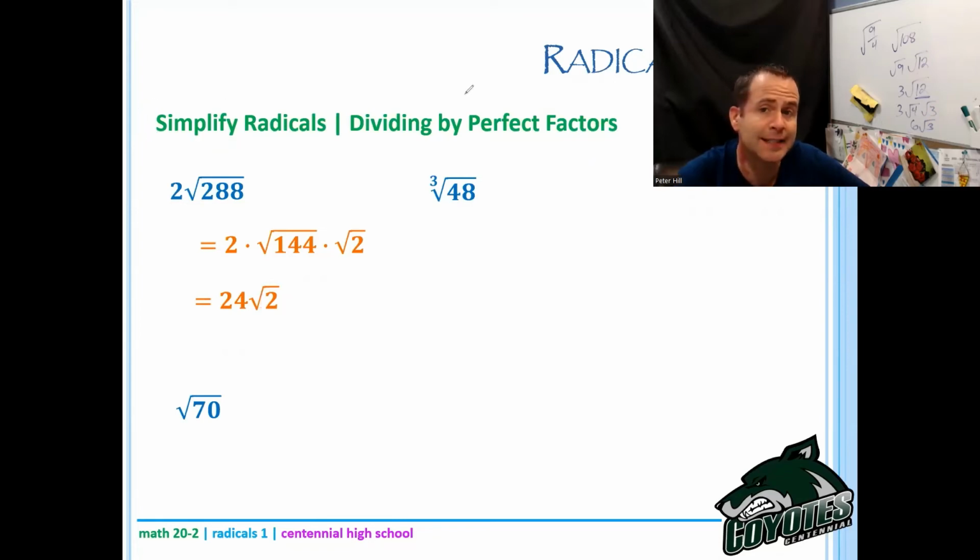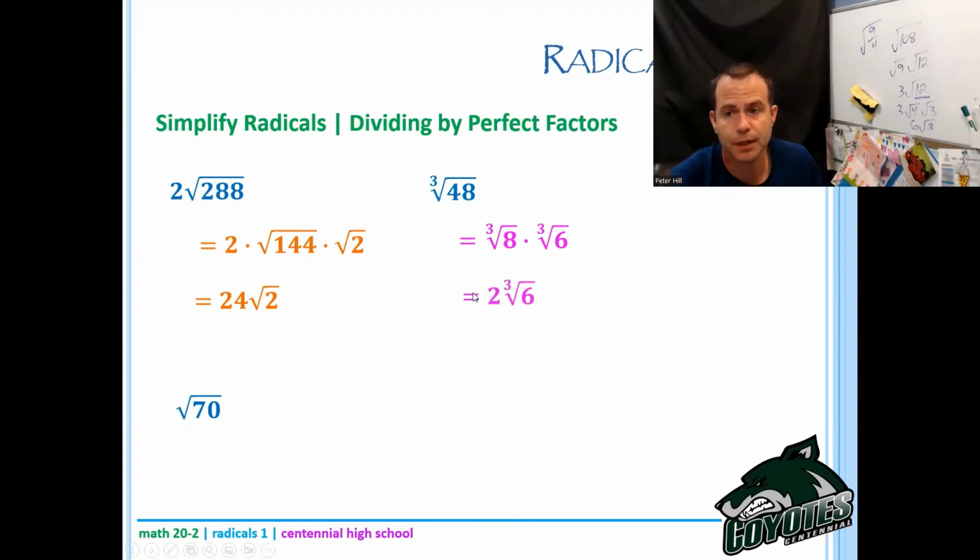Okay, cube root 48, nothing changes but the list. The process of what I'm doing of looking for those perfect factors is exactly the same. The difference is now I'm looking for perfect cubes, so I'm using my perfect cube list instead of my perfect square list. Okay, so I know that 48 is 8 times 6, so I go cube root of 8 times cube root of 6. Please, please, please remember not to drop your cube root signs. They need to be on both of those items, okay? Super important. Okay, and then the cube root of 8 is 2, so I've got 2 cube root 6, okay?